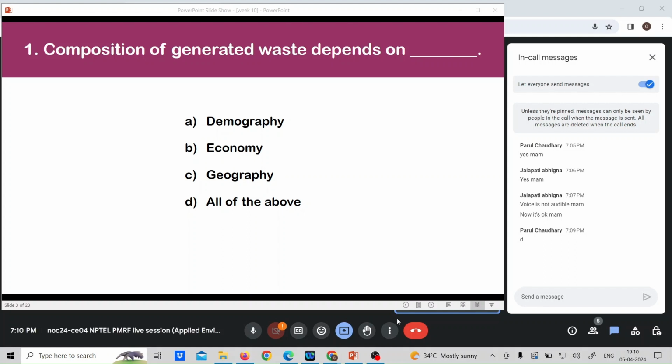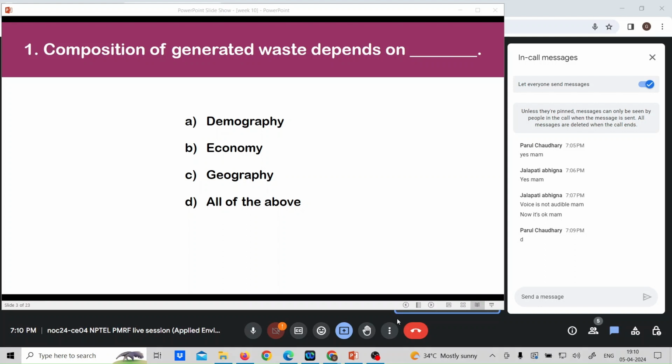Okay. As Parul has rightly answered, the composition of waste generation depends on demography. Demography is the population dynamics, basically what people live there, the age of the people, the diversity; all those factors come under demography. Based on the economy of the place, maybe of the people who live there, or the income of the locality or of a state, whatever we consider, economy also plays a role, and generated waste depends on economy as well as the geography.